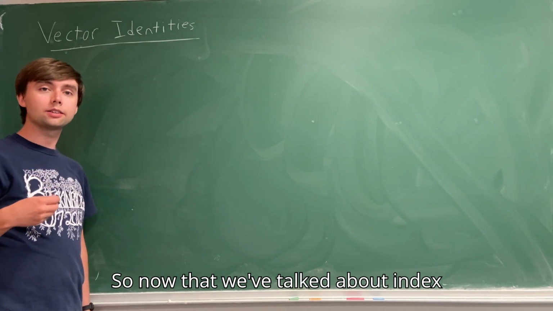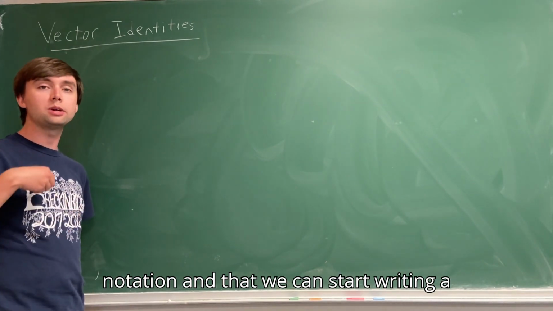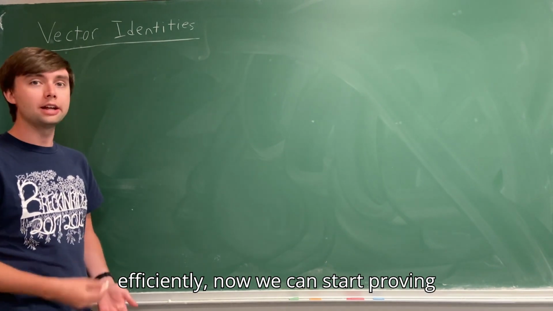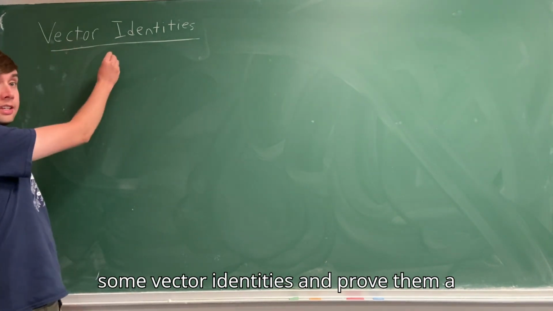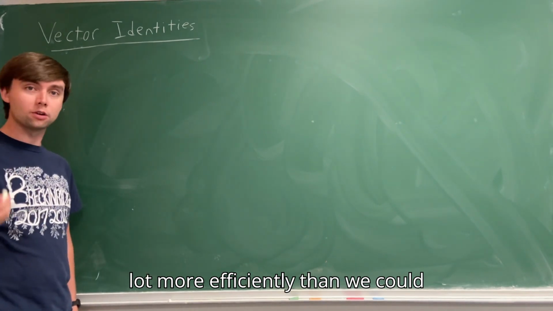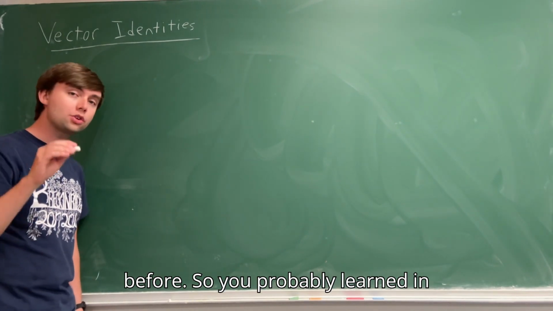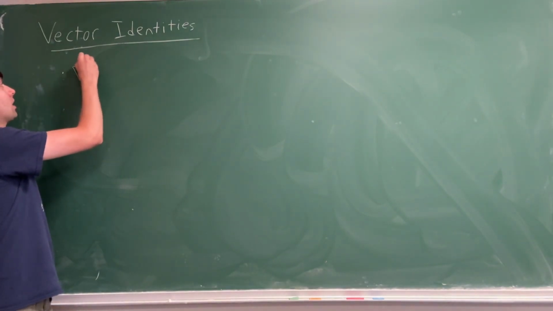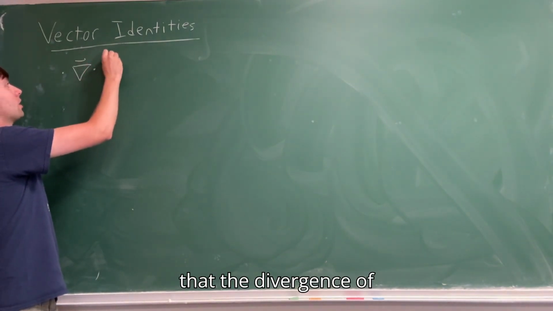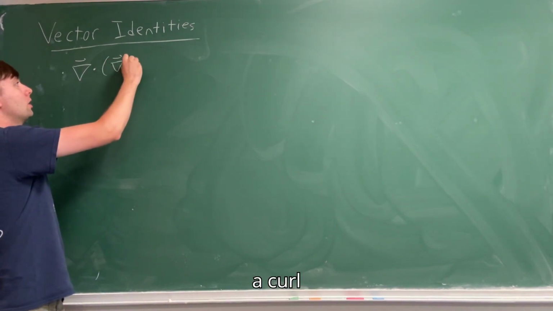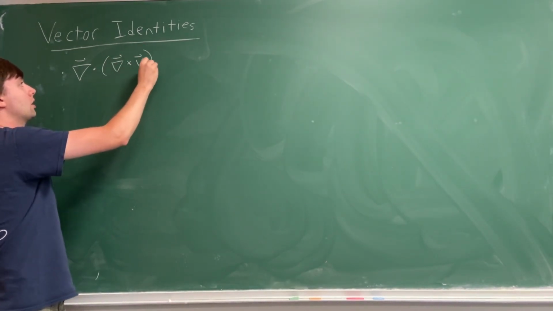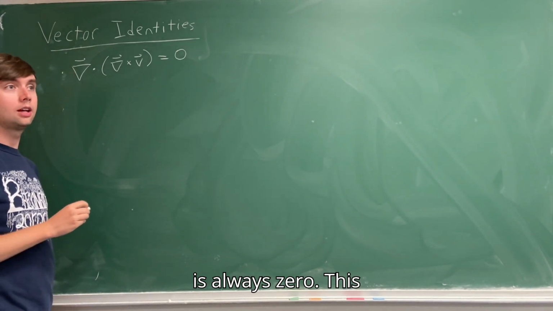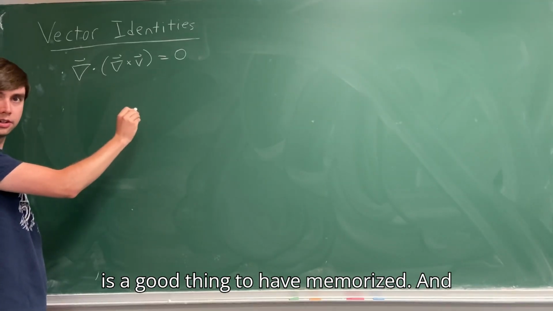So now that we've talked about index notation and that we can start writing a lot of vector calculations a lot more efficiently, now we can start proving some vector identities and prove them a lot more efficiently than we could before. So you probably learned in multivariable calculus that the divergence of a curl is always 0. This is a good thing to have memorized.